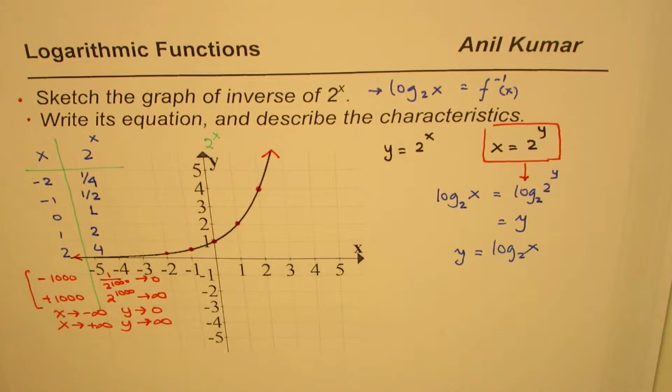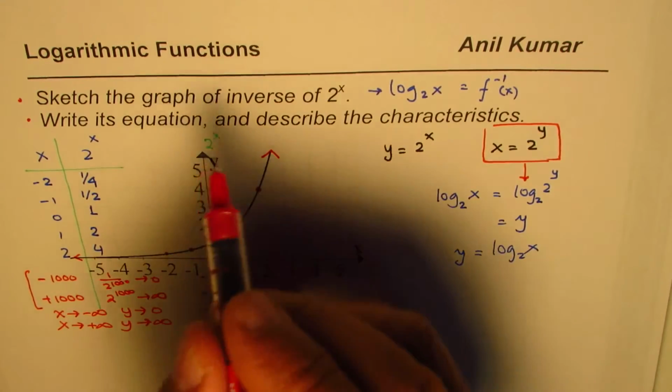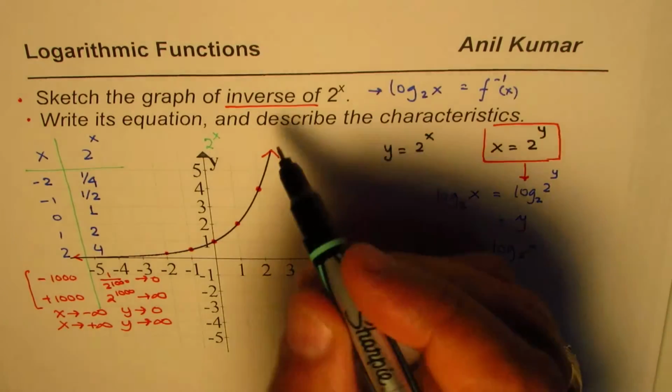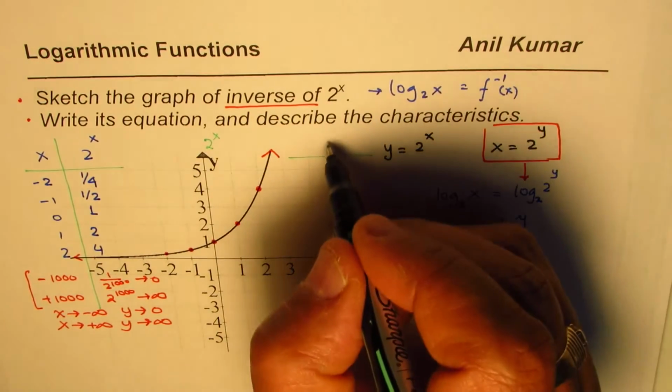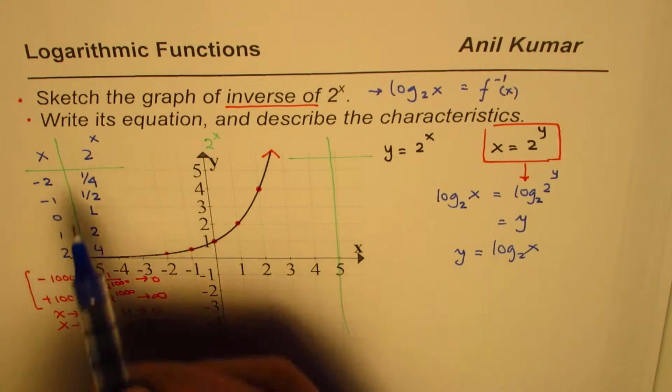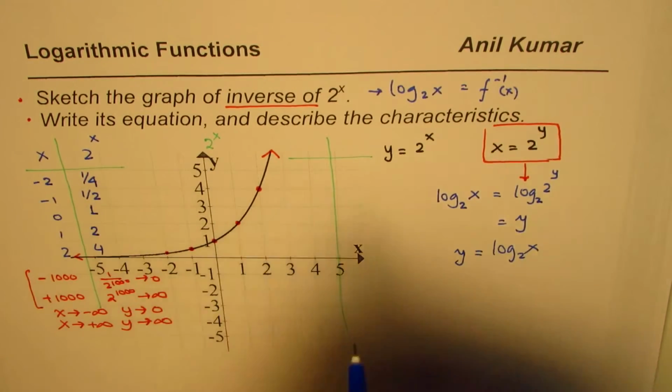Now these are the characteristics of the exponential function 2 to the power of x. Now how does that help to sketch the graph of the inverse? Well, it really helps. Let me show you. Inverse is switching x and y points. So if I have to find the inverse of a function, then I just swap the points. So I write these points on the left side, these on the right side.